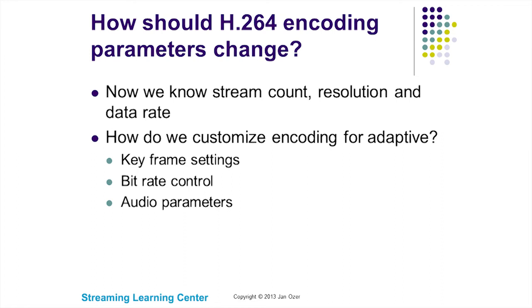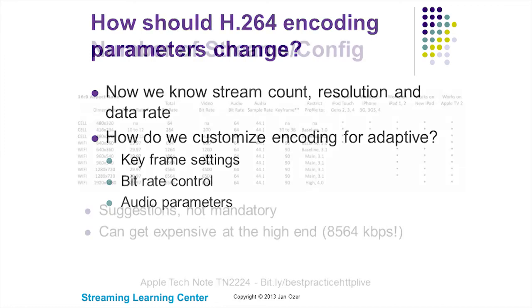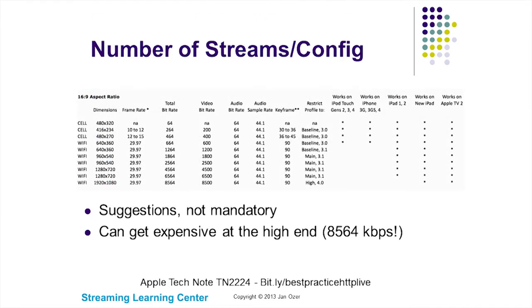Apple also recommends, and this is more than a recommendation, this is kind of essential, use the same keyframe interval. So why is the keyframe interval here at 90, but here it's at 30 to 36, and here 36 to 45? It's a fun question. Is that the same interval or not? It's based on the frame rate. So the frame rate here is 10 to 12 frames per second.